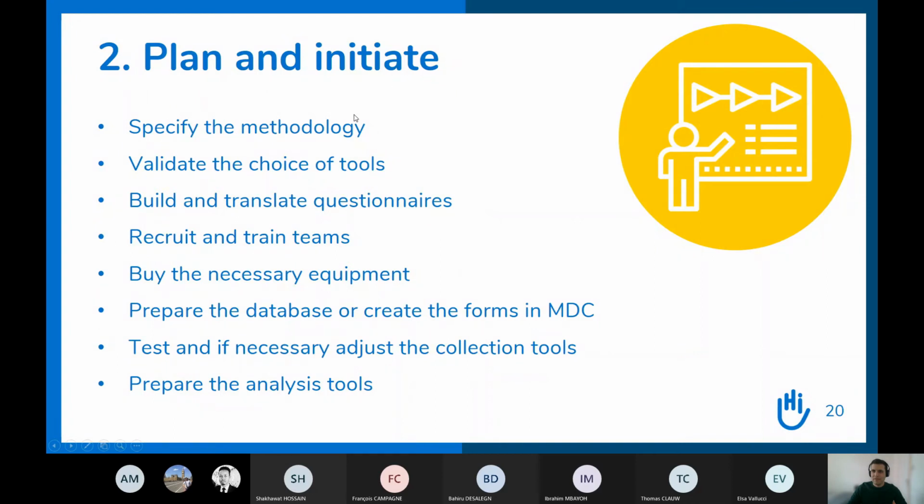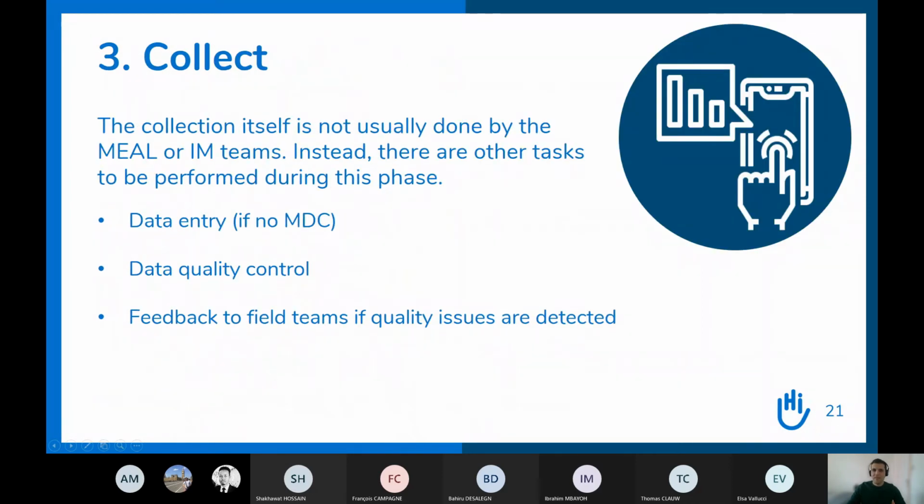Okay, so moving on. The third phase is data collection, and I'm sure that this one you had in mind, but what is quite strange is that in this phase it's not necessarily the one where the MEAL or the IM teams are the most involved, because this is happening on the field. Usually it's the project teams that are collecting the data. So it's not directly you or your teams that are going to be collecting the data. However, there are still things to do during this phase.